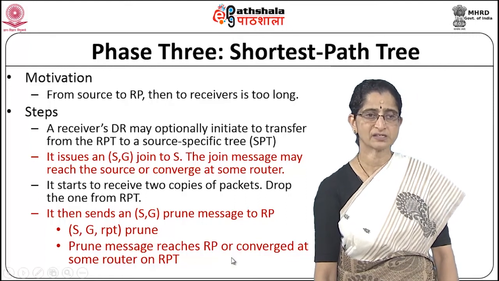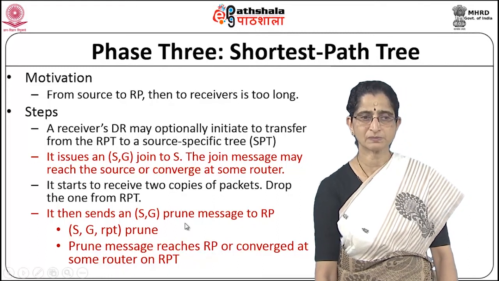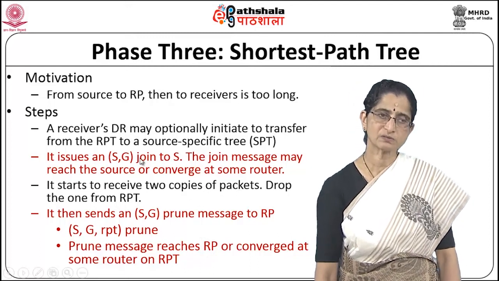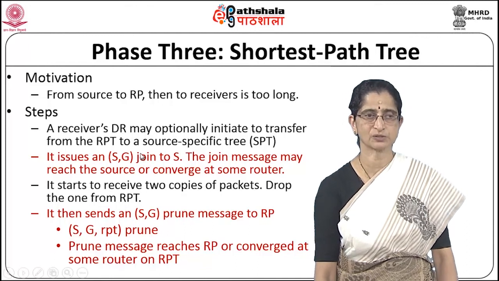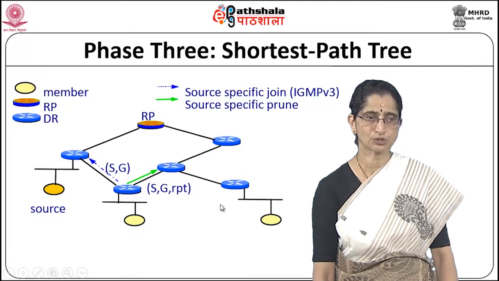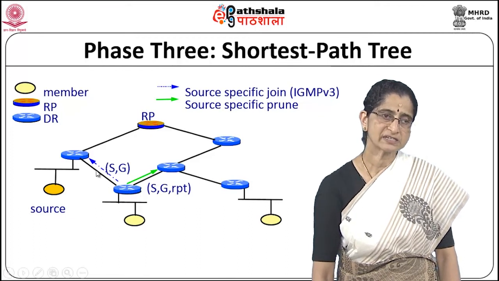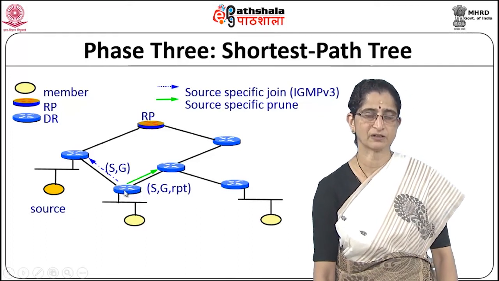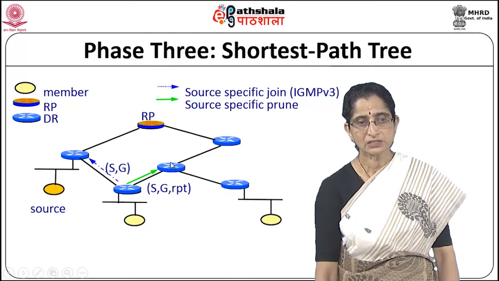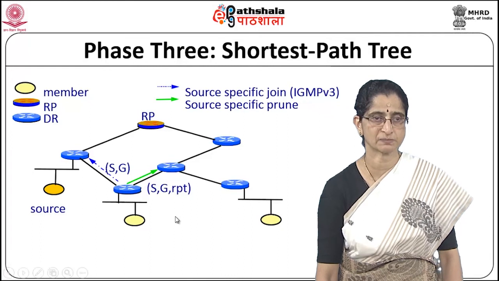Once this prune message reaches the RP or converges at some router in the RPT, further messages will not be sent along that particular path. This is the idea used in this third phase, and it makes the whole thing even more efficient. For instance, a router here can do a source specific join for this S comma G, so now it is directly connected to the source and will directly receive packets from it. Now it wants to get out of this tree, so it will send a source specific prune to this router. So this router need not forward the packets anymore. That's the idea used in the shortest path tree.